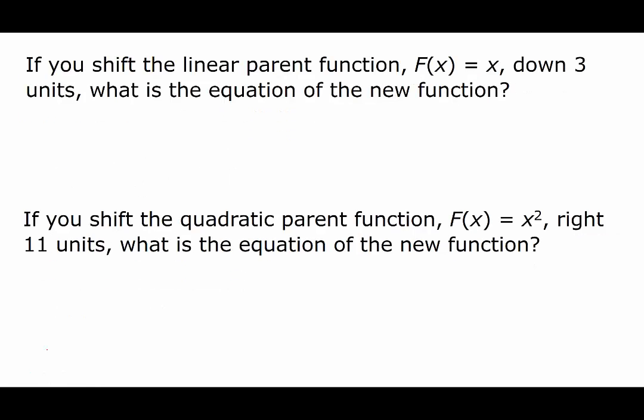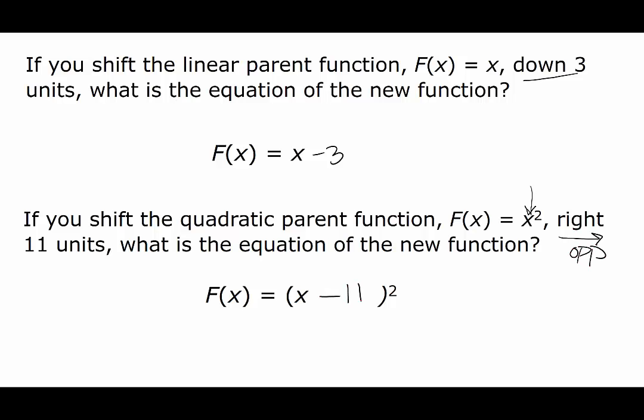If you shift the linear parent function down 3 units, what is the equation of the function? Down 3, we subtract 3 from the end. If you shift the quadratic parent function right 11 units, what is the equation of the new function? If I want to do horizontal, I'm going to need to put that 11 inside parentheses with the x. So to the right 11 units, I need to do the opposite sign, so I need to subtract 11 units.